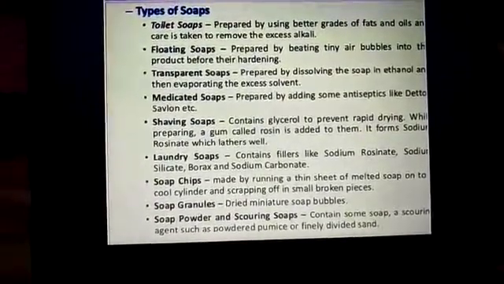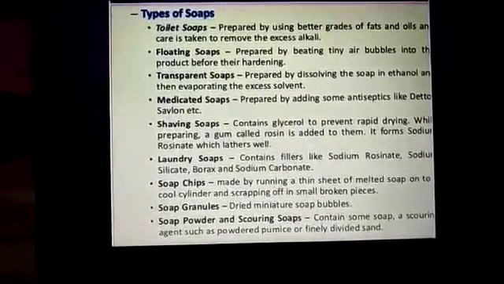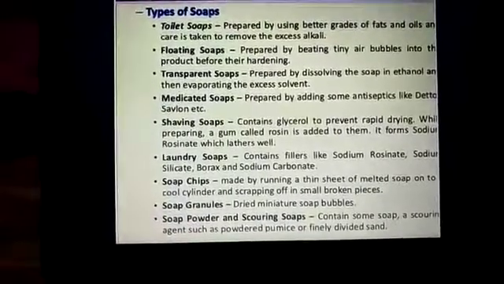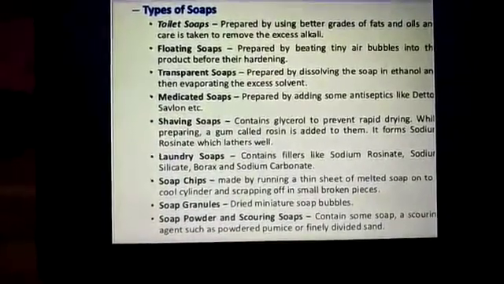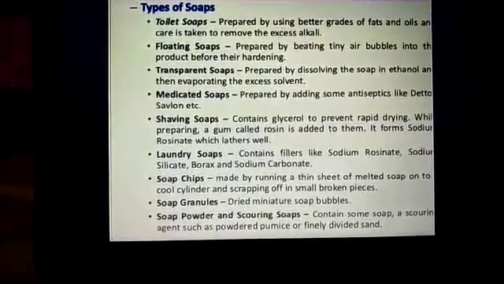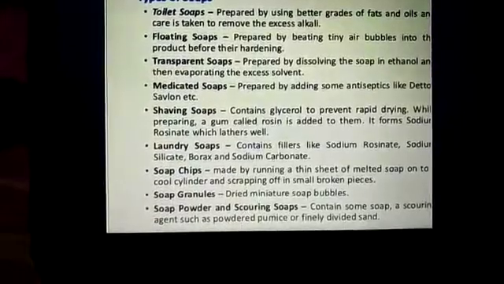Shaving soaps contain glycerol to prevent rapid drying, and a gum called rosin is added to them. Laundry soap contains fillers like sodium rosinate, sodium silicates, borax, and sodium carbonate, etc.